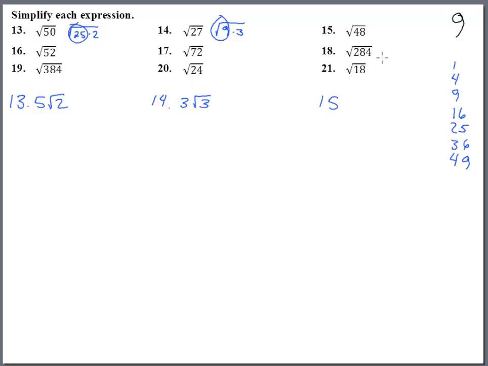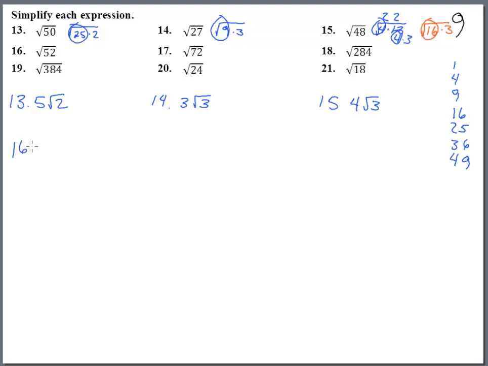Number 15. 48. This one, 4 definitely goes into that, and we get 4 times 12. Square root of that becomes a 2. But we notice that there's 4 times 3. Square root of 4 again becomes another 2. So we have 2 times 2 is 4 square roots of 3. Which means, if we look at that, this is the square root of 16. We could have written that as the square root of 16 times 3. Square root of 16 is then a 4.